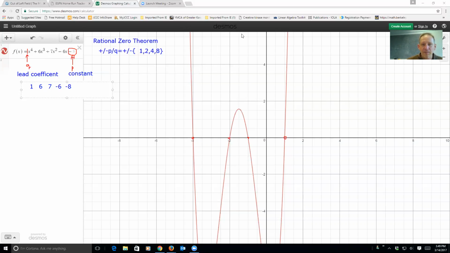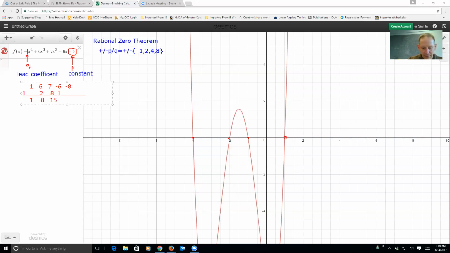So I'm going to guess that one zero is at 1. We'll see. In synthetic division, I bring that first 1 down and multiply it by the 1, so I get 1. I add the 6 and the 1 to get 7. I take the 7 times the 1 and get 7. Then I add the 7 and the 7 to get 14. I multiply the 14 by 1, of course, that's 14.